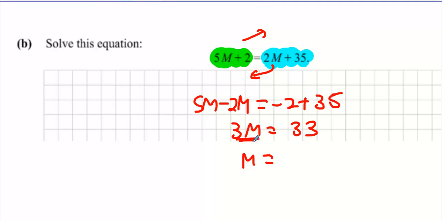Why is this 3 special, Marcus? There's nothing in between the 3 and the M. What does that mean? It's a multiplier. And what's the opposite of multiplying? So divide it by the 3. What do you get? 11. Okay.